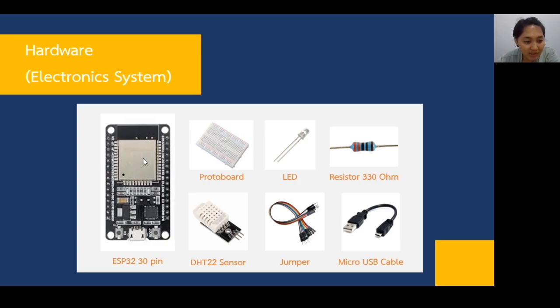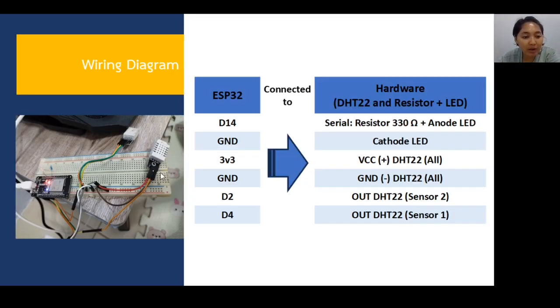The first is the ESP32 pin, and then protoboard, LED, resistor 330 ohm, the DHT22 sensor, jumper, and micro USB cable. This is the wiring diagram of the embedded system or electronic system.